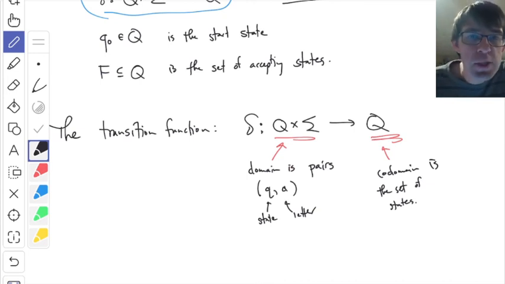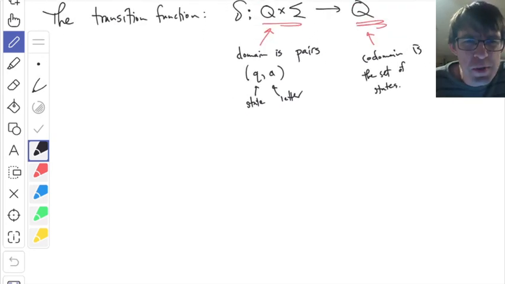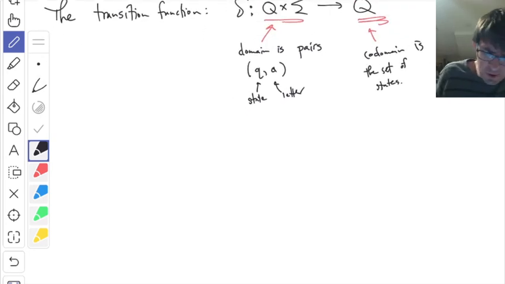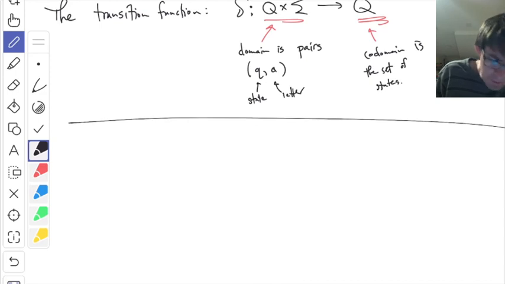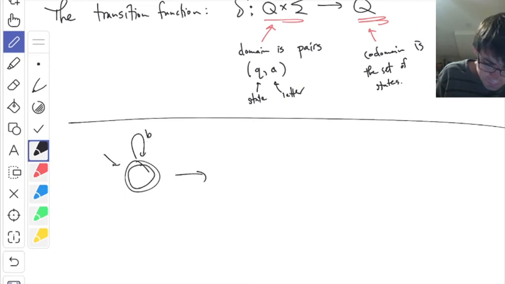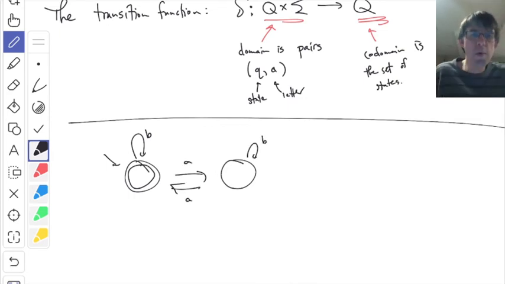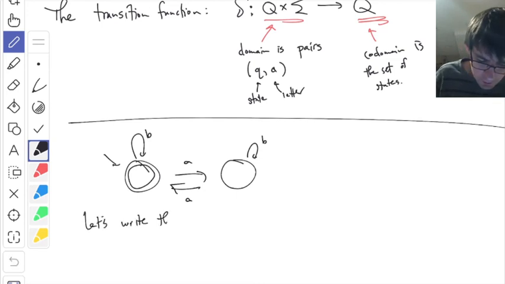Okay. Let's try a specific example. This is a little complicated, but once you know how to do it, it's not very hard to do. How about that DFA that I just wrote before? It looks like this. This was an accepting state. Right? This was the DFA that I wrote before. Let's write the formal description of this DFA.